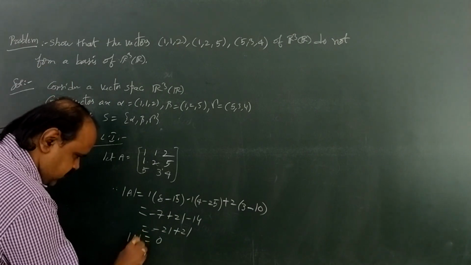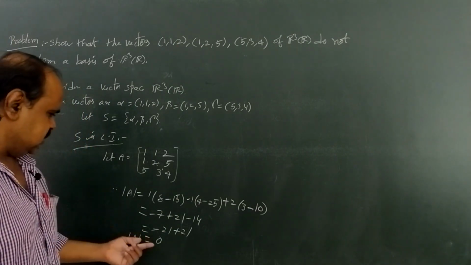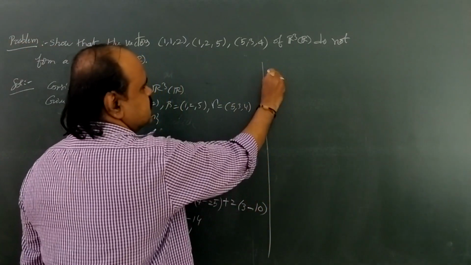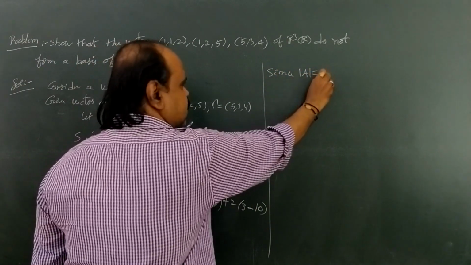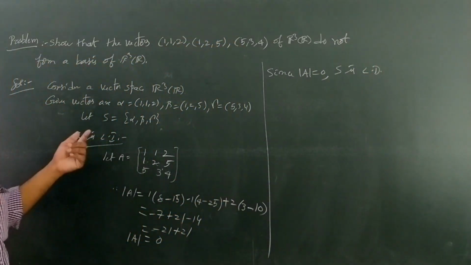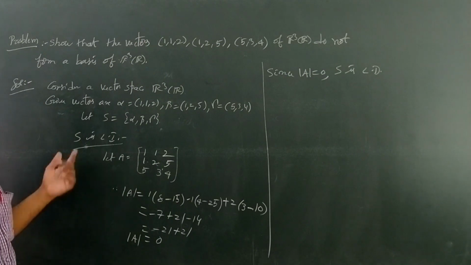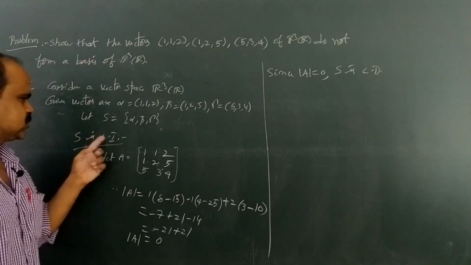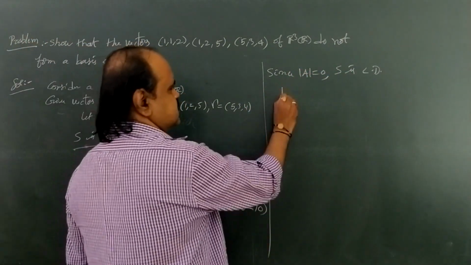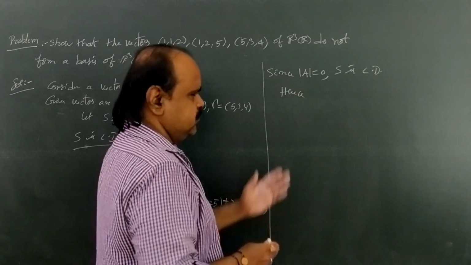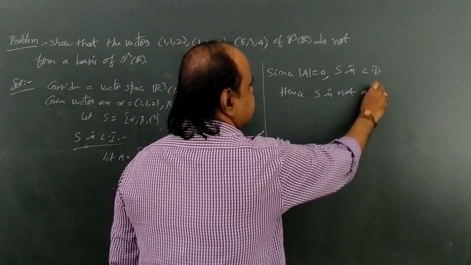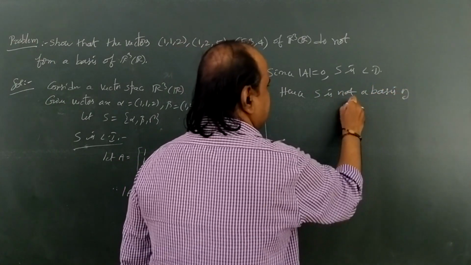Here the determinant of A equal to 0. If the determinant is 0, then the set is LD, not LI. So since det A equal to 0, capital S is linearly dependent, and the first condition of a basis fails. For S to be a basis, S must be LI, but here it is LD. So there is no need of the second condition. We can write directly that capital S is not a basis of R cube of R.